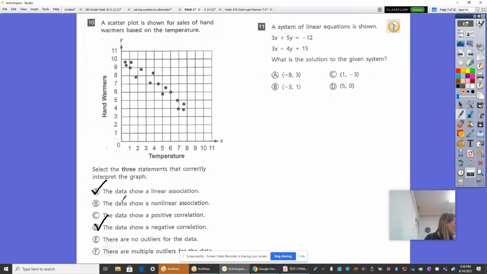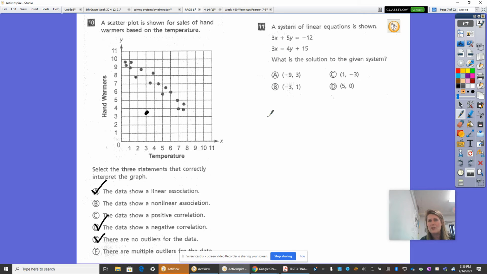So 10, we should have D and E. There are no outliers. An outlier would be like if there was a dot here or here, which we don't have. All right, the next one. So we have to find what the solution is. The answer is, let's do this.